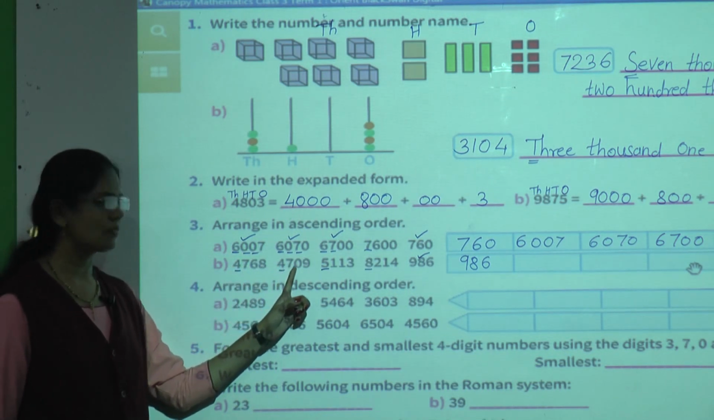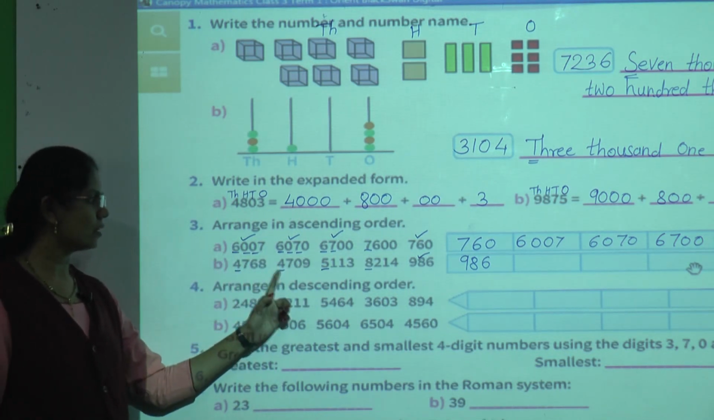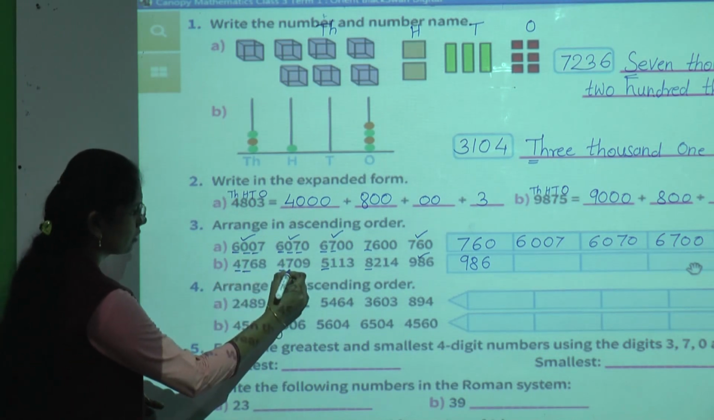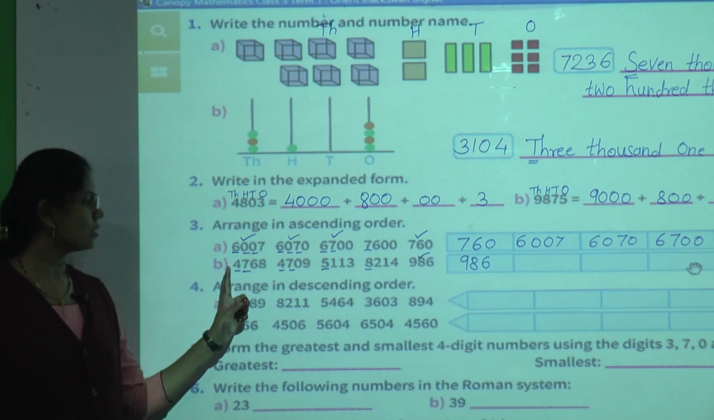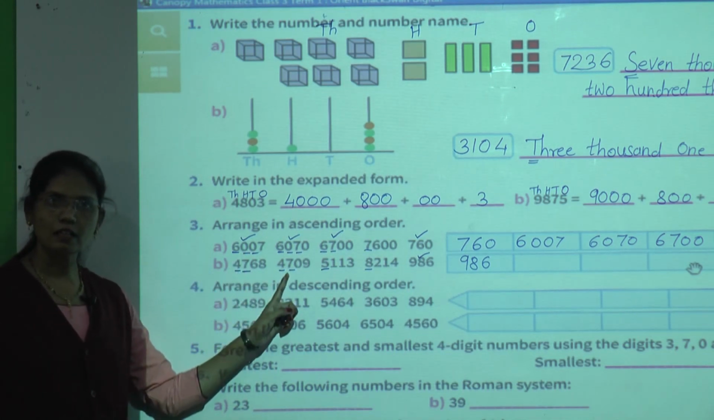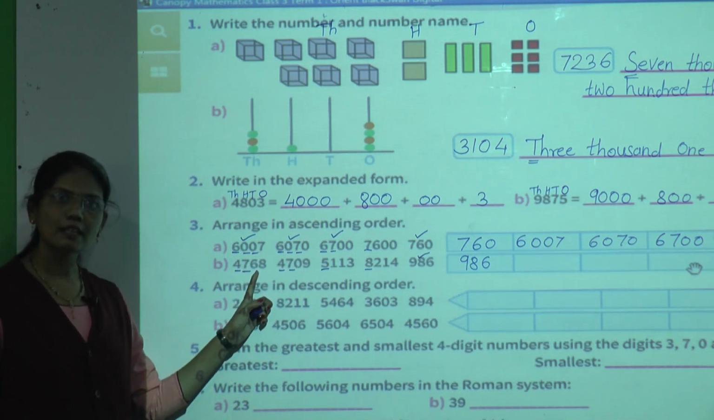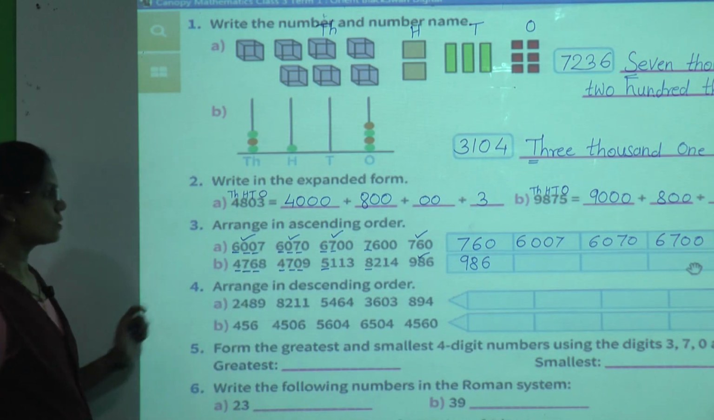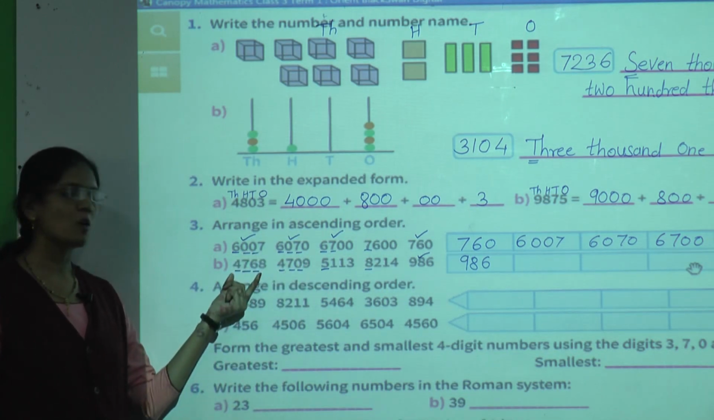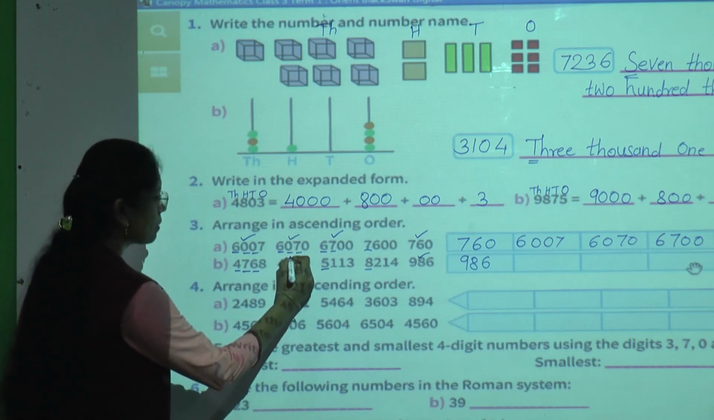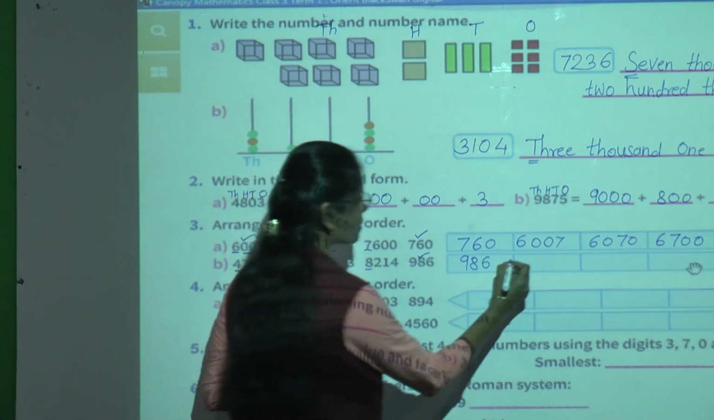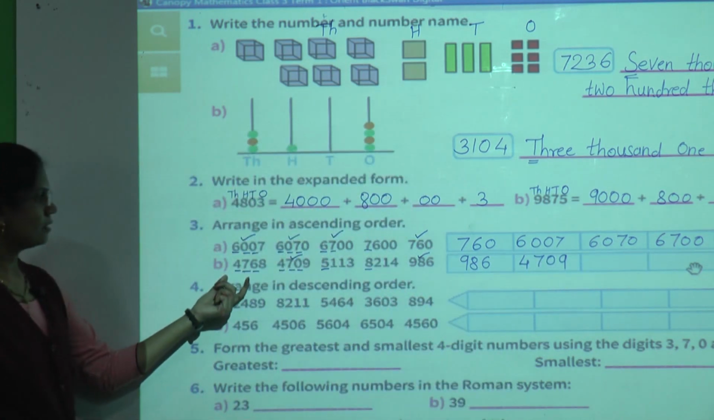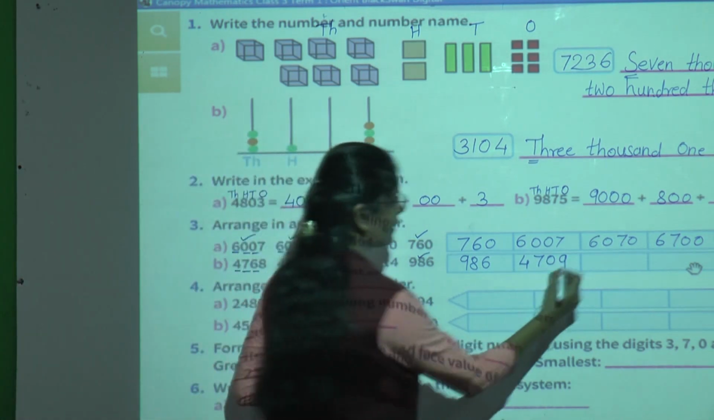4768, 4709. Here also 4 is there. So we will compare the hundreds place digit. See here, at hundreds place also 7 is there. Both the digits are equal. So we will move to the tens place digit. At tens place here 6 is there and here 0 is there. Of course 0 is smaller than 6. So this number we will write now, 4709. Then 4768.